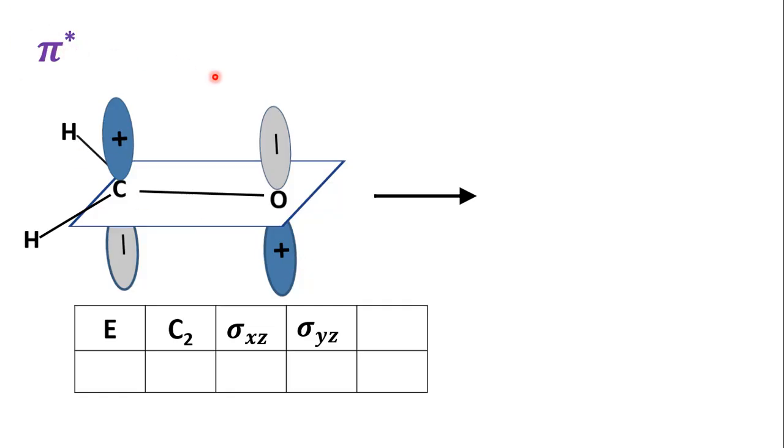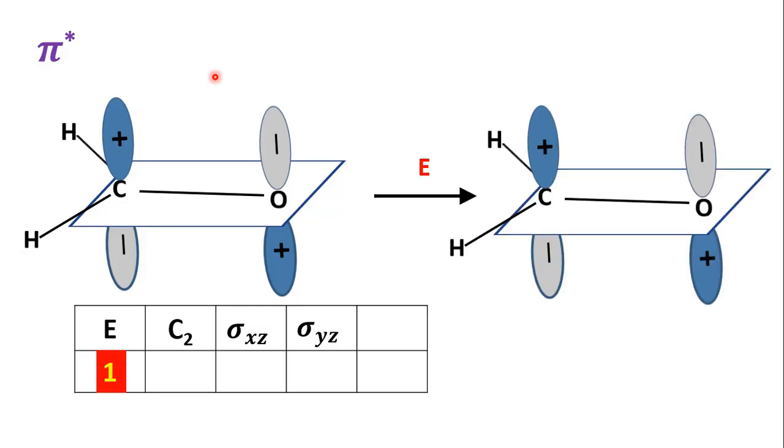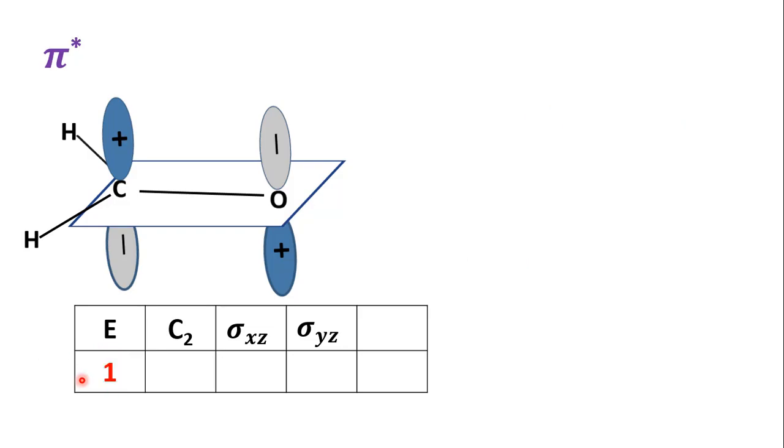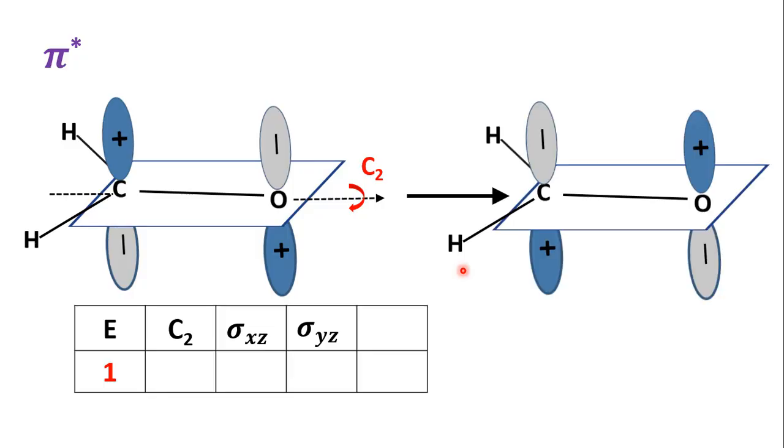Now we will apply the four operations. Operation of doing nothing, signs are unchanged, and then we get 1. Next, when you apply C2, that is rotation through 180 degrees, the bottom lobes will come to the top, the top lobes will come to the bottom, and so the signs will change, and so the number is -1.